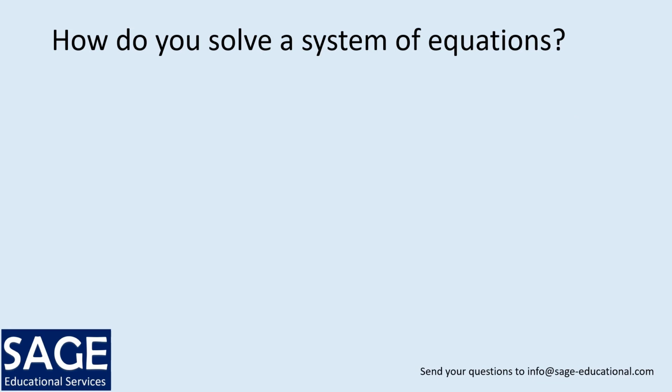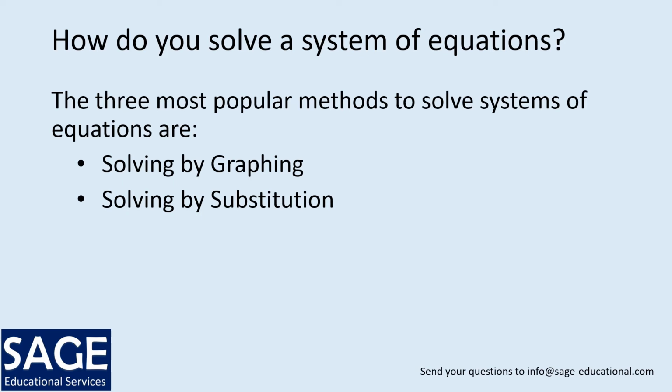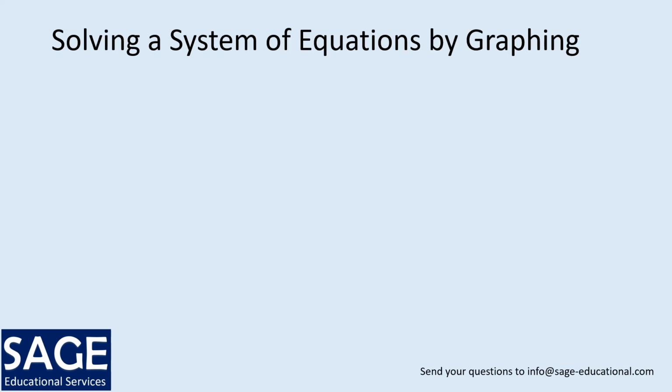Now, how do you solve a system of equations? There are three popular methods. There are other methods besides these three as well, but these are the three methods that we will talk about in this video. The first is solving by graphing. The second is solving by substitution, and the third is solving by elimination. In this video, we are limiting ourselves to solving equations by graphing. So our objective is to be able to solve equations by graphing by the end of this video.